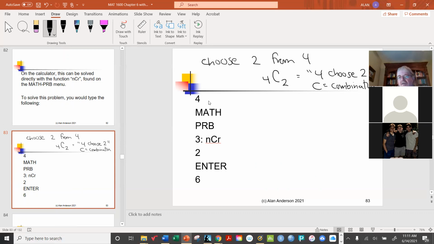So you start with the 4, then you go to the math menu, go to the probability menu. Number 3 is NCR. Then you hit 2. NCR means what I just showed you up here. The C is the combinations. 2 is the last value, and then hit enter, and you'll get your 6. All right, I hope you're all trying that out. And so you should get the right answer.